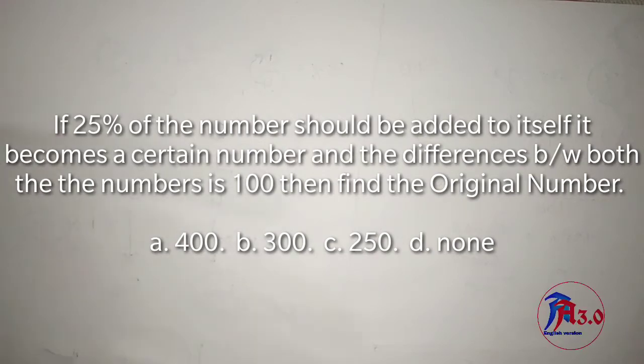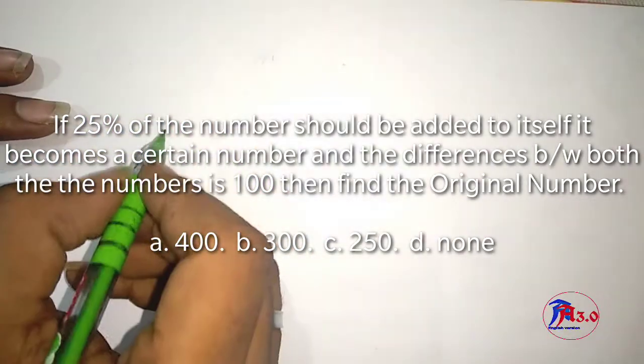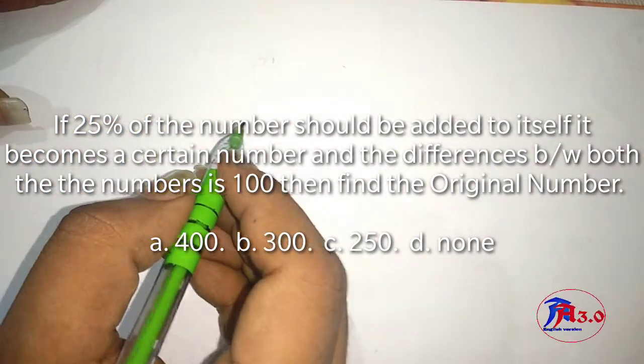So maybe he can twist the questions. Competitive exams are like this. He will twist the questions in many ways. Maybe sometimes he can give the value of final number, sometimes the value of original number, sometimes the value of difference between both the numbers, and after adding both the numbers he may give that value also. So here let us see this.